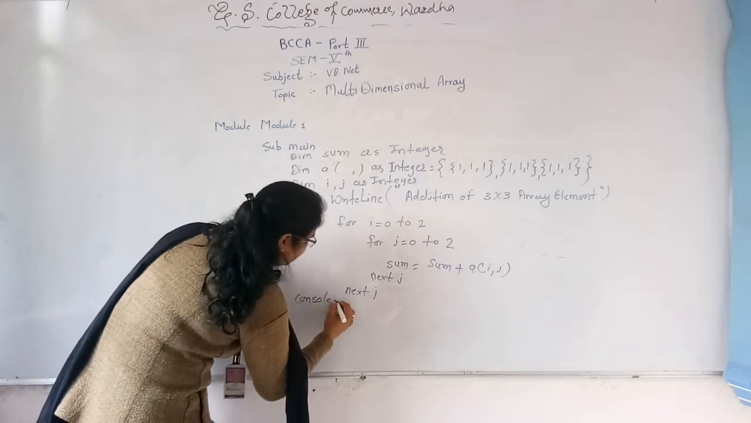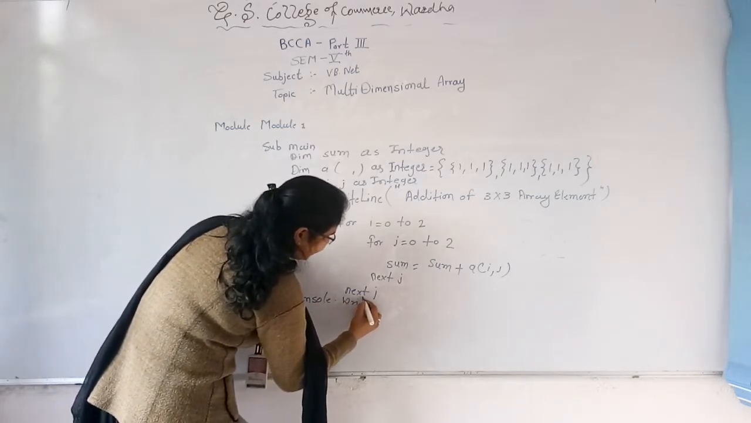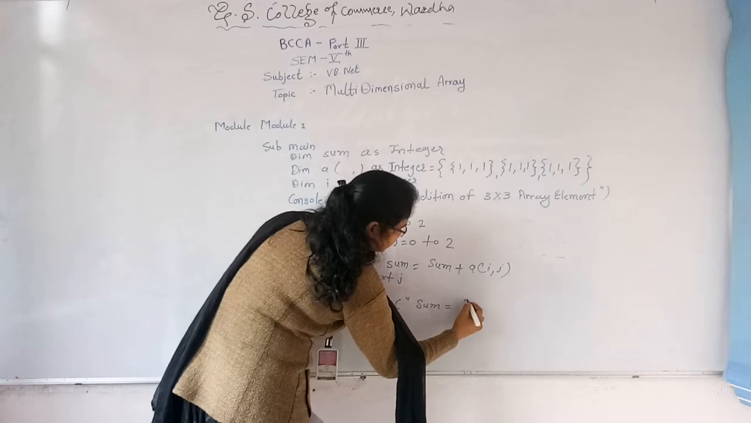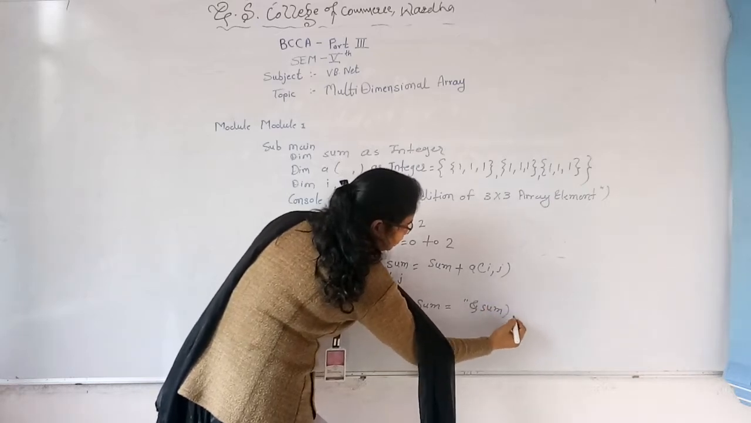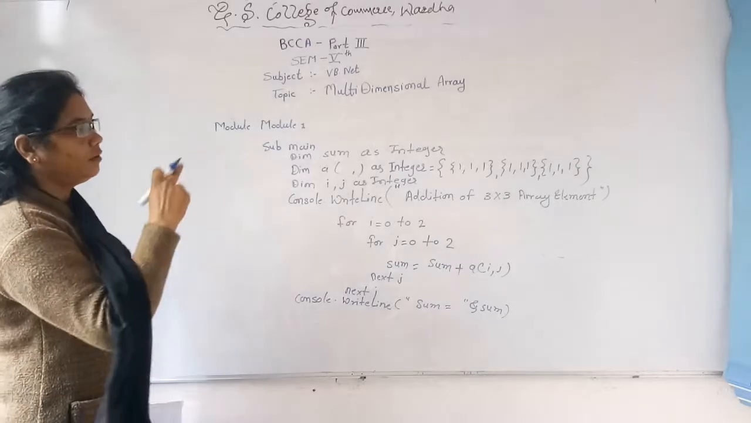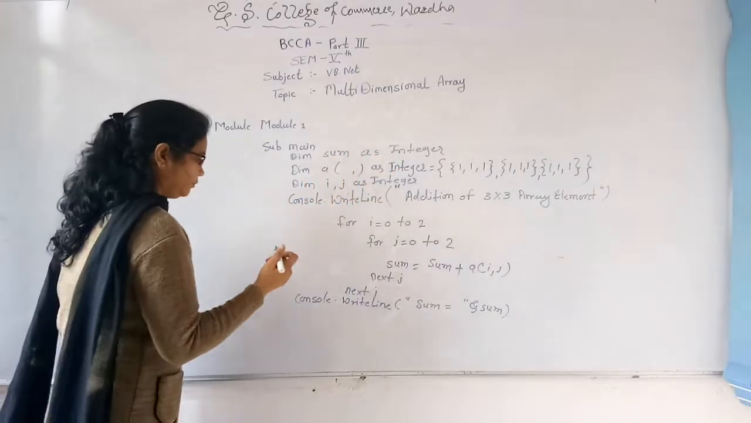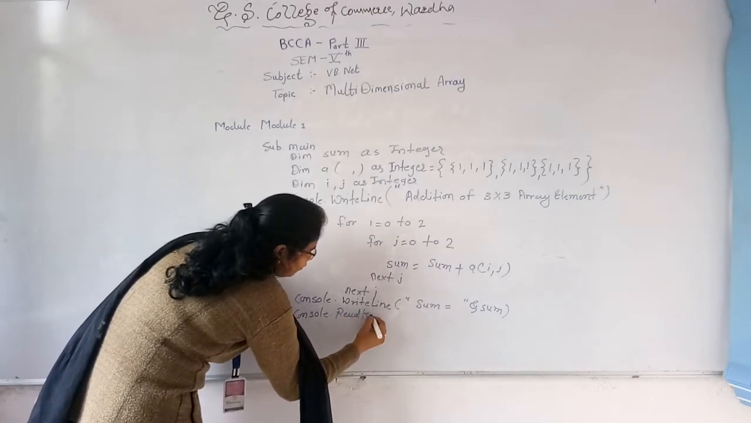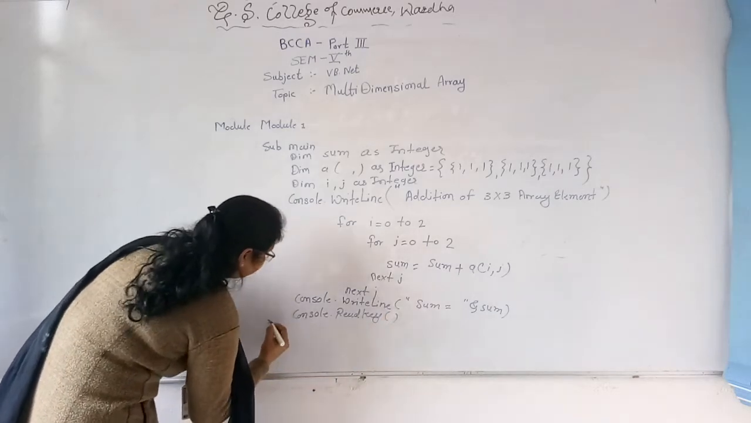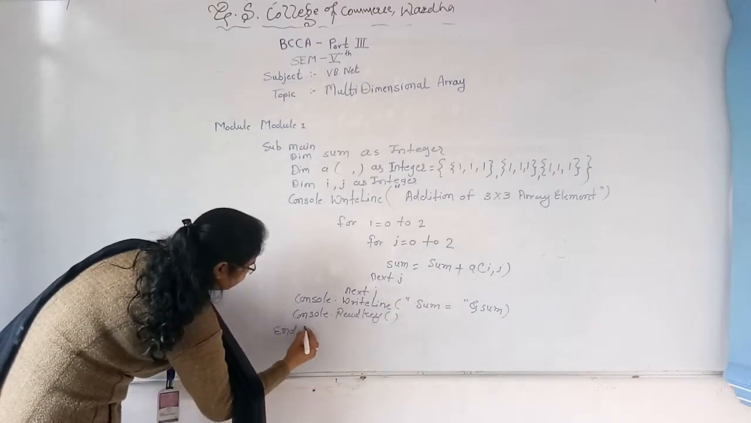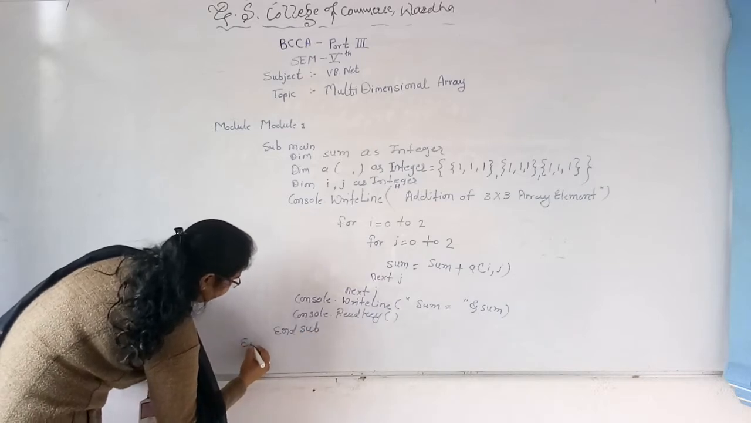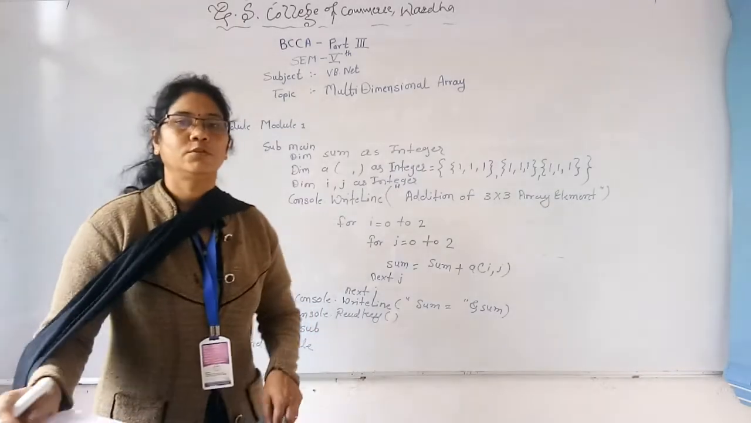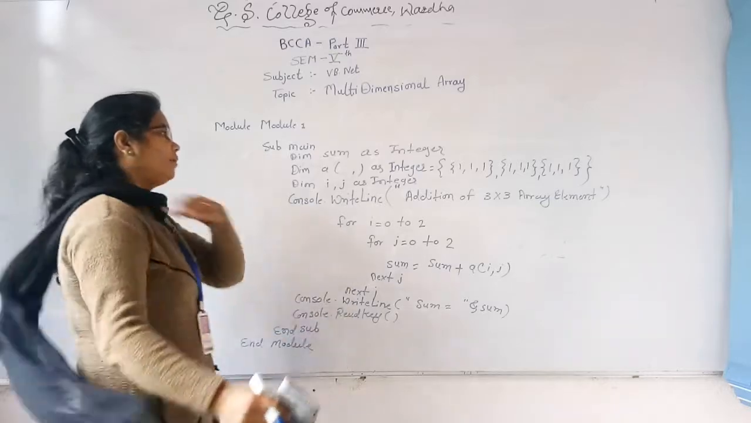Then write the statement for printing the sum. Console.WriteLine sum equals to, ampersand sum. Here we display the addition of that particular array element. Then last one, Console.ReadKey for holding the screen. Then End Sub for ending the main, and then End Module for ending the module. So this is the simple example of a multi-dimensional array.